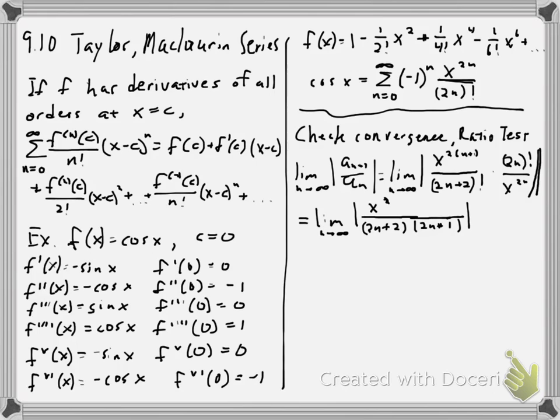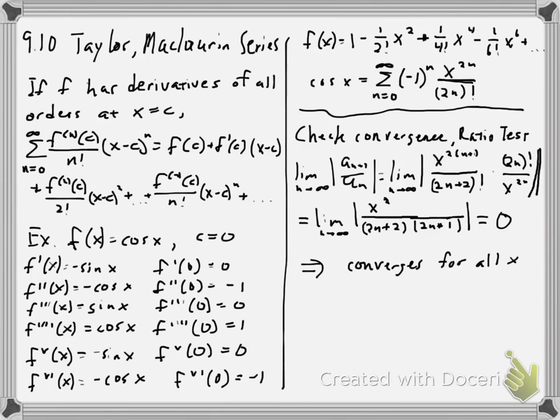So now if we take a limit of this as n goes to infinity where x is fixed, this is equal to 0. So our Taylor series for cosine converges for all x, with its radius of convergence being, of course, infinity. And so this series representation converges for all x.